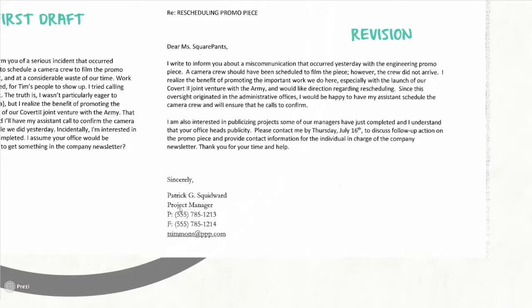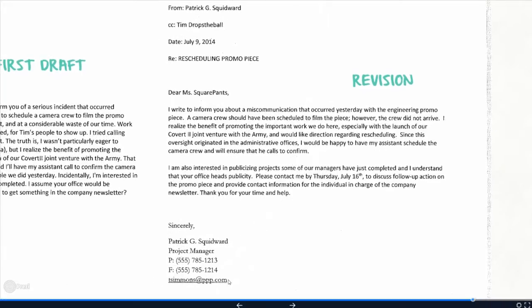And always, again, in professional writing, you want to provide your specific business contact information in your sign off. You never want to say, hi, this is Patrick G. Squidward. They're going to know that because of your email address, because of your address at the top of the letter, and because of your formal sign off. So these are things to keep in mind.